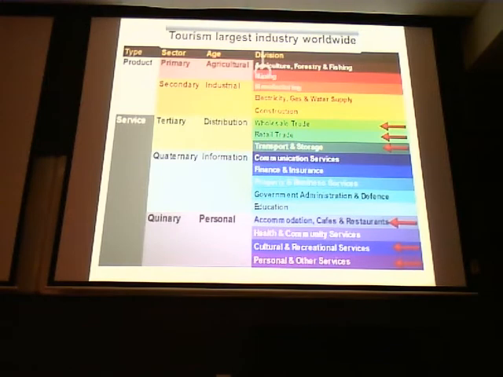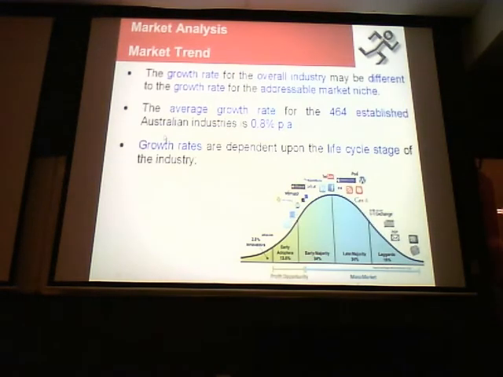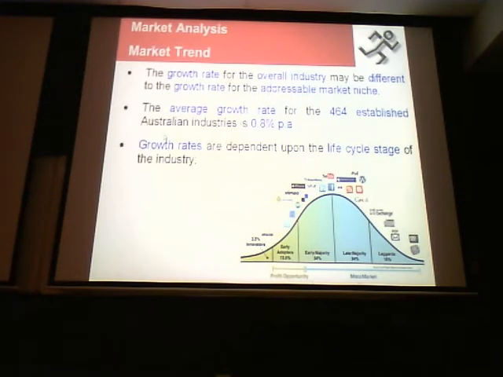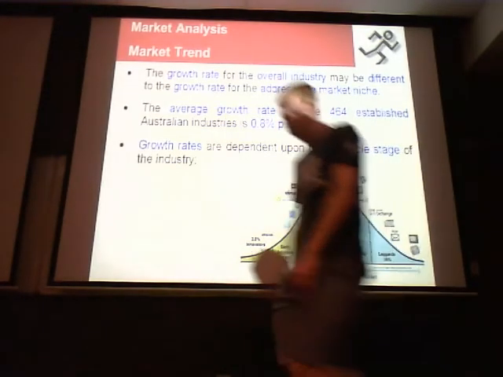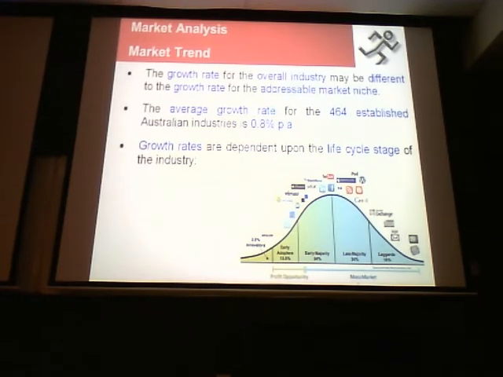So that's why this 17 division sort of ignores tourism, but it is aggregated together there. Now let's have a look at the trend, your market trend. The growth rate for all of the 464 industries in Australia is growing at about 0.8% per annum after you take the average of all of the industries in Australia. So it's growing about 1%.